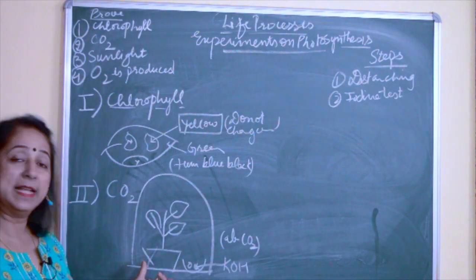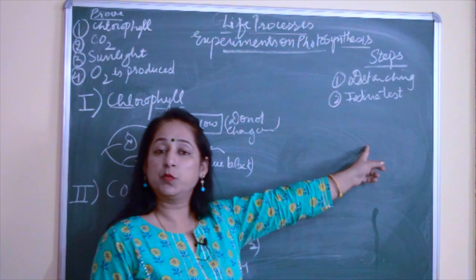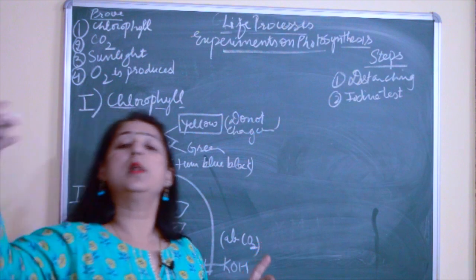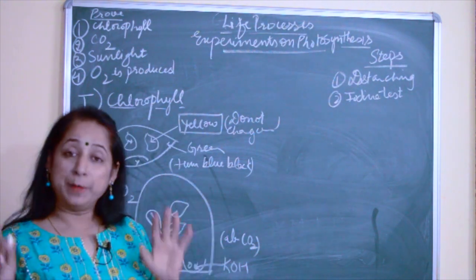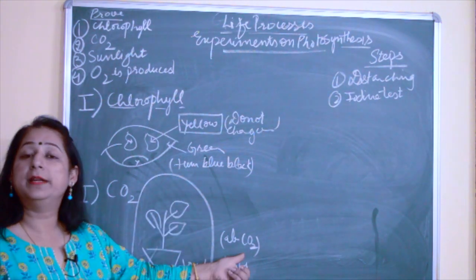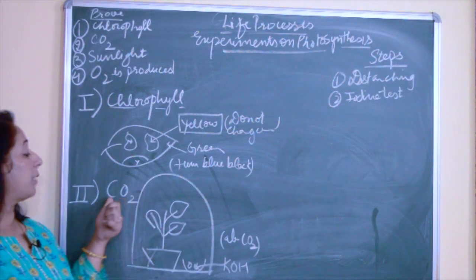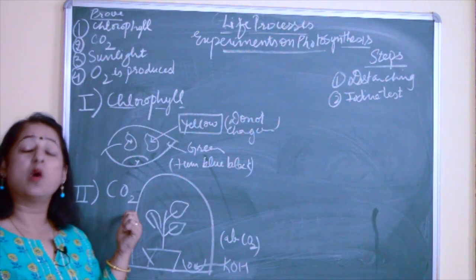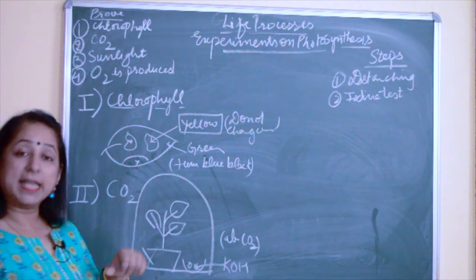So what do we do? We place it in sunlight for a while and then pluck one leaf and perform iodine test over it, boil it in water, boil it in alcohol and then put iodine. There is no change in color in the leaf because this leaf was not having any carbon dioxide, so did not photosynthesize. So it proves that carbon dioxide is necessary for the process of photosynthesis. Fine. So this is the second experiment.